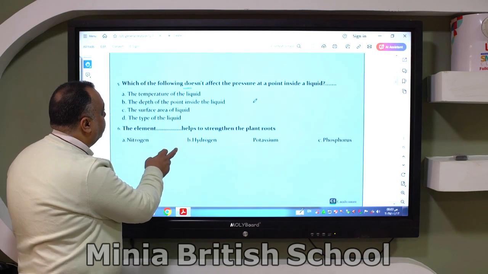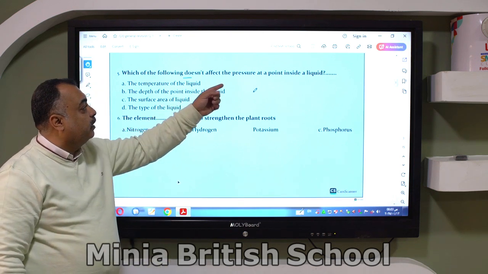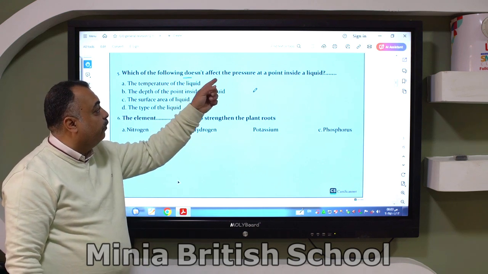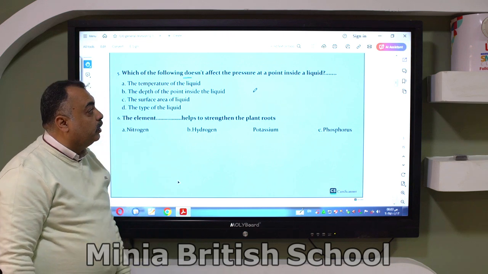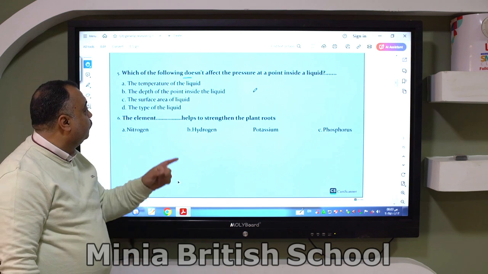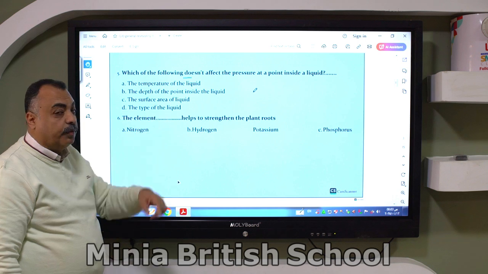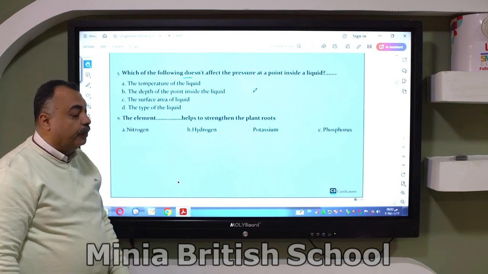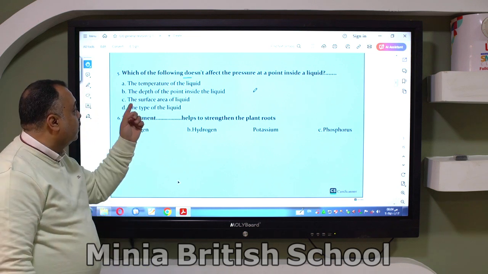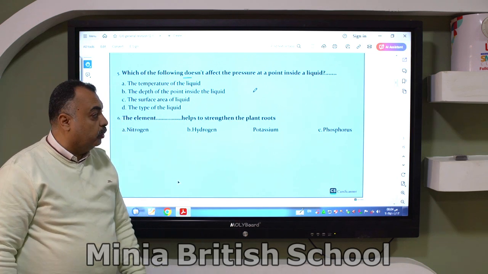The next question, number 5. Which of the following does not affect the pressure at a point inside a liquid? Number 1, temperature of the liquid, the depth of the point inside the liquid, the surface area of the liquid, or the type of the liquid. What is the answer? Yes, C. The surface area of the liquid does not affect the pressure at a point inside the liquid.